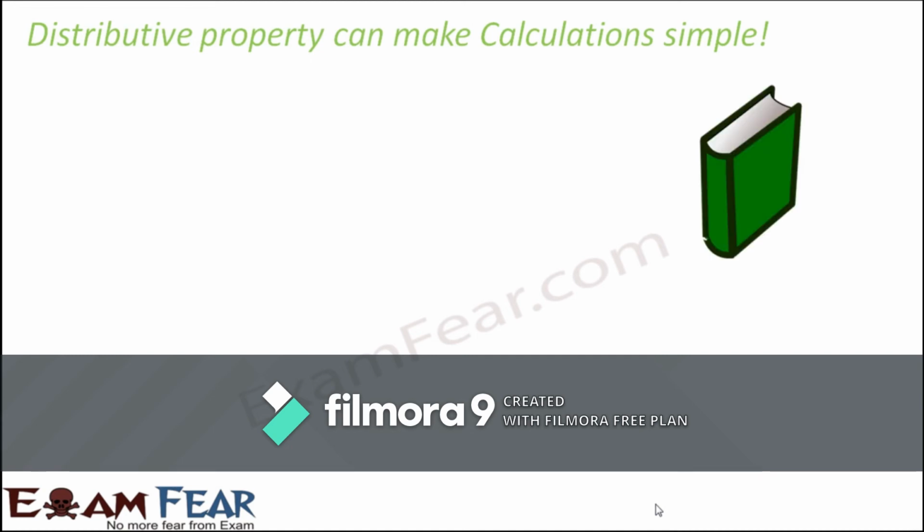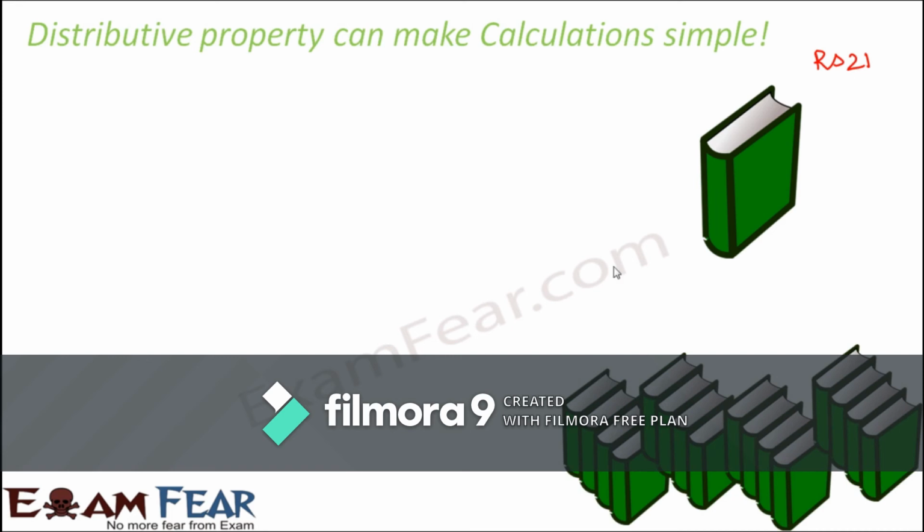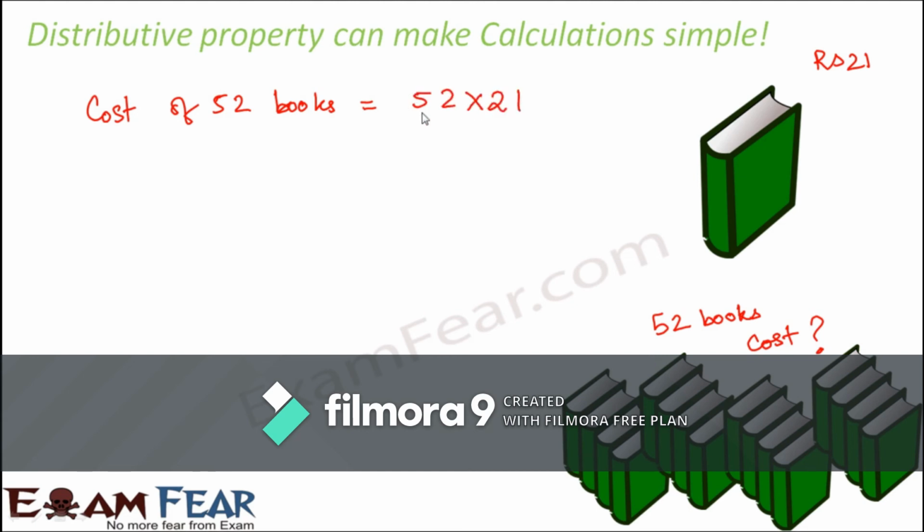So let's just look at another example. Let's say that the cost of one book is rupees 21. And if you are asked to find out the cost for 52 books, how would you find that out? Now, quite simple, the cost of one book is rupees 21. Therefore, the cost of 52 books will definitely be 52 into 21. That would be the cost.